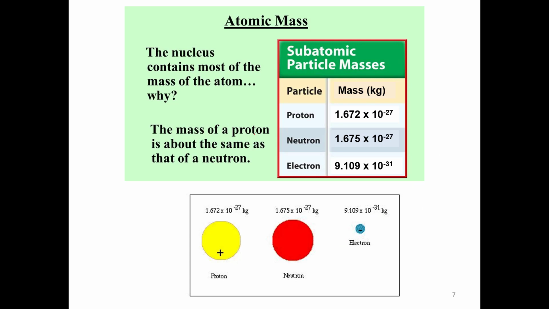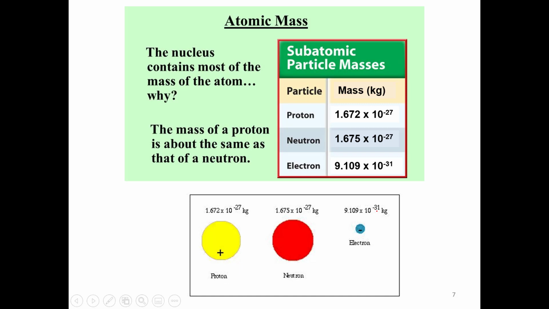Now let's talk about the mass. What happens is the mass of the proton and the mass of the neutron are very similar. We can see here is 1.672 and here is 1.675, 10 to the power minus 27 kilograms, but the mass is small. And what we can see is these two masses are almost the same. But the mass of the electron is 9.109 10 to the power minus 31.